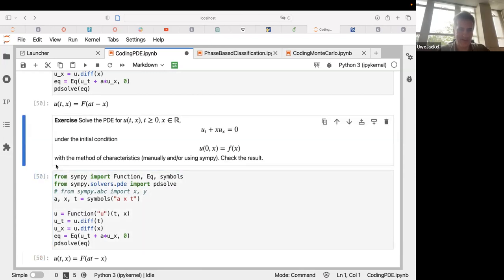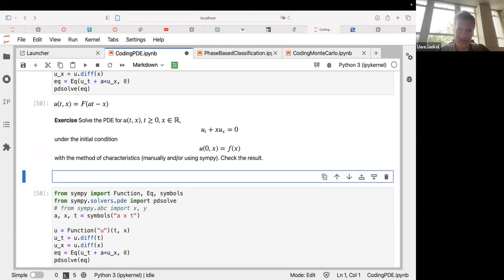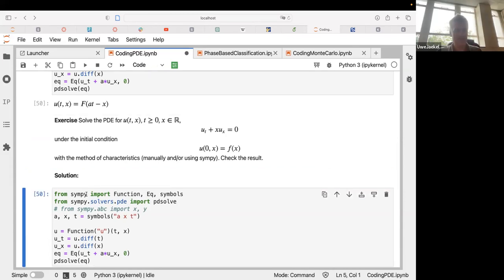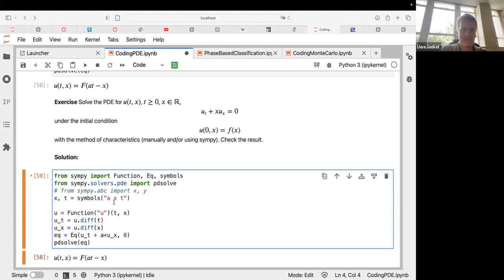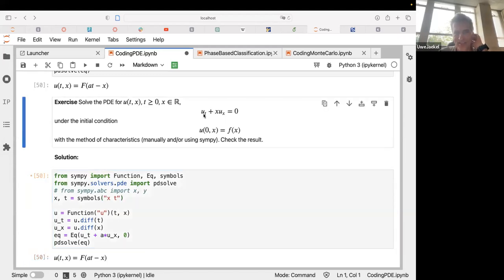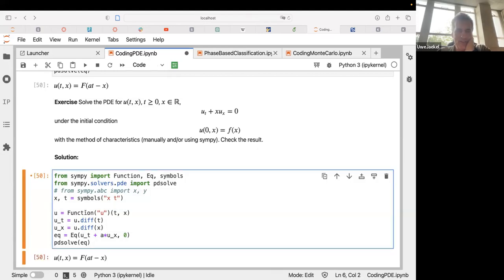Now, what do we have to do? First, we don't need an A. This is without an A. And we only need the symbols x and t. u will again be a function of t and x.